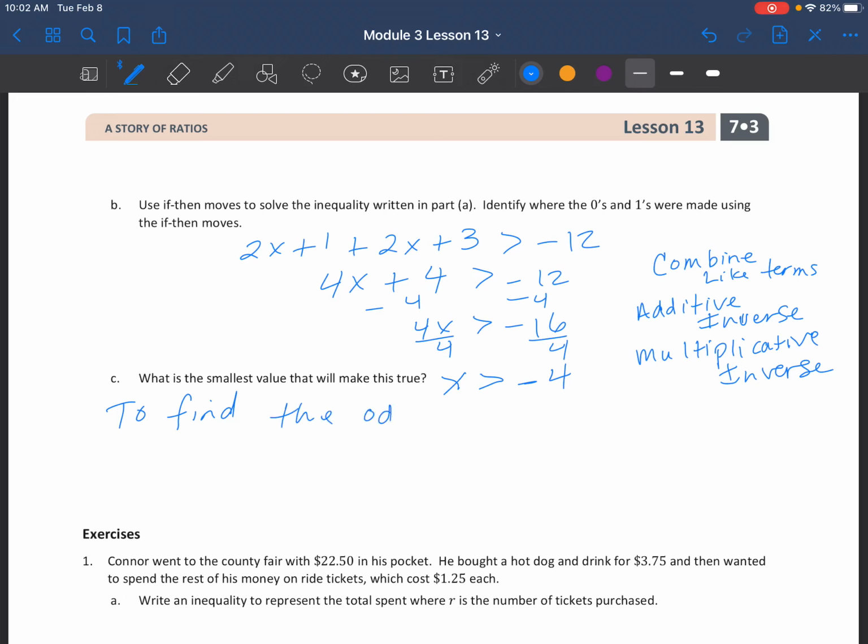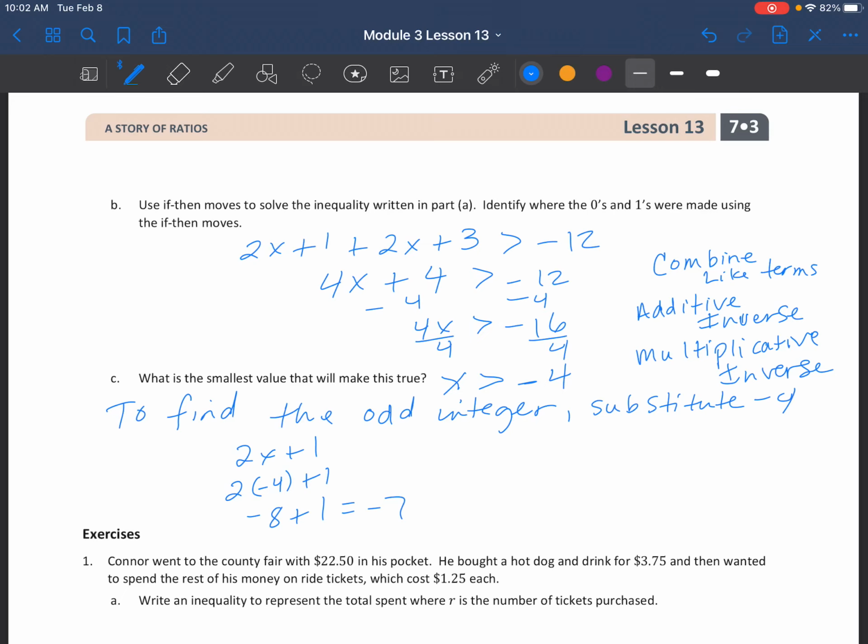So what is the smallest value that will make this statement true, right? So what we're going to do is substitute, because we need to find the odd integer. To find the odd integer, we're going to substitute negative 4 for x. So we've got 2x plus 1. If we substitute 2 times negative 4 plus 1, 2 times negative 4 is negative 8 plus 1. Negative 8 plus 1 is negative 7.